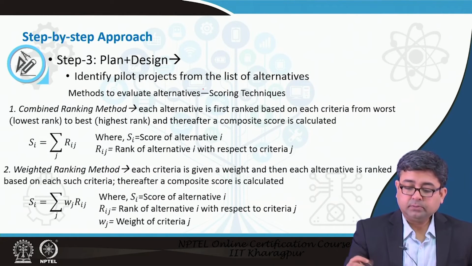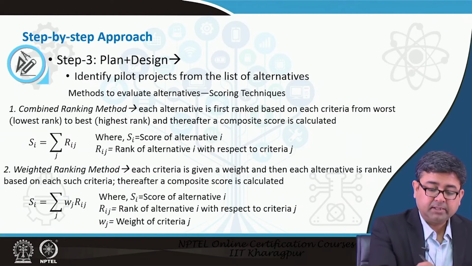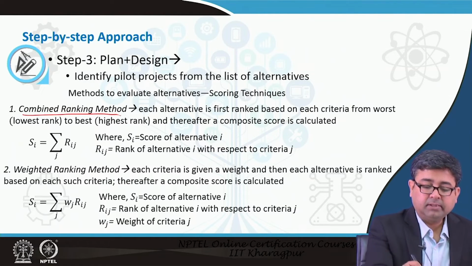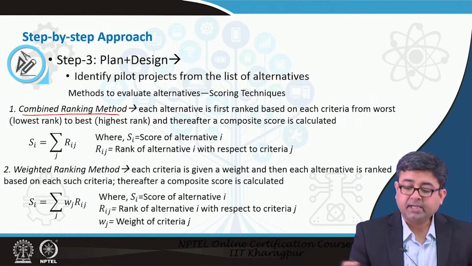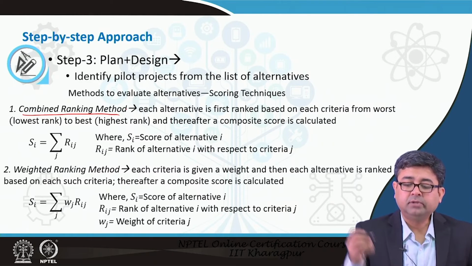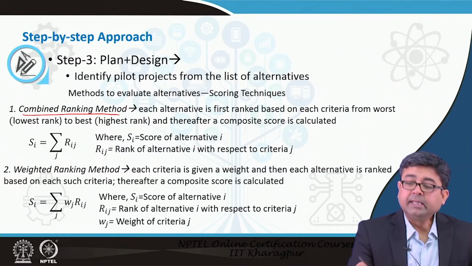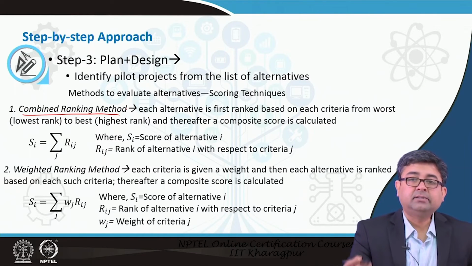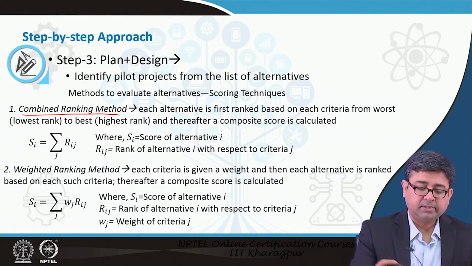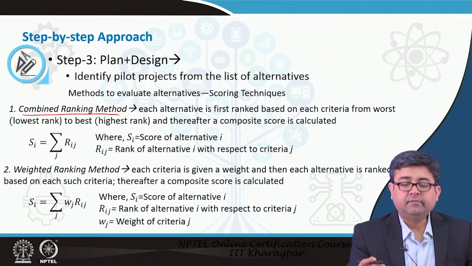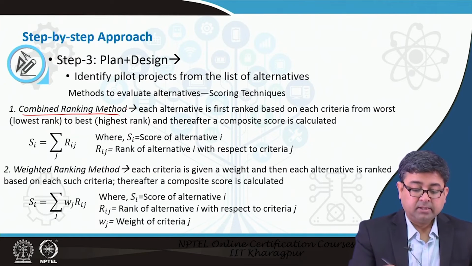So, the first very simple method is called the combined ranking method, right. You just have different alternatives, and based on some criteria in each of the alternatives, you rank them, and then whichever ranks the highest, you pick that as the first alternative to go ahead and implement, right. That is the simplest one, but it may have lots of constraints.